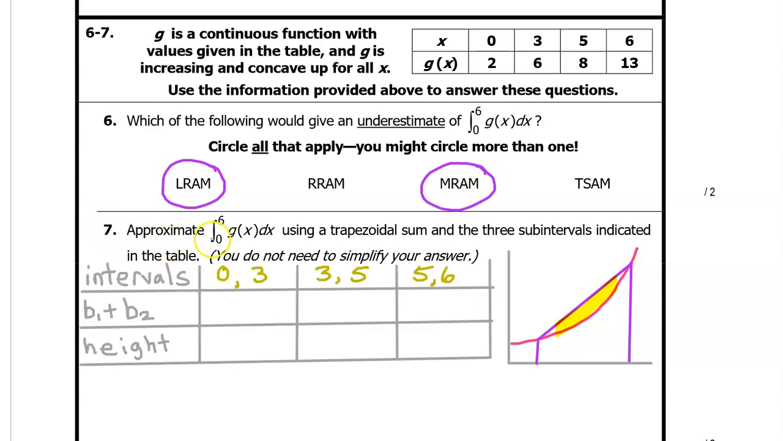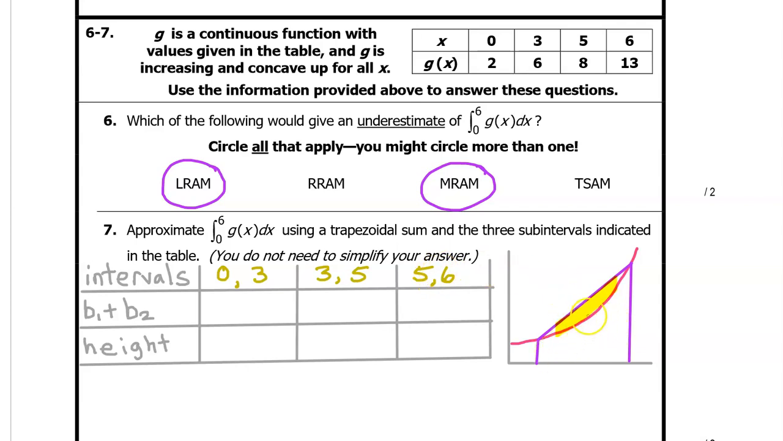Number 7, approximate the integral from 0 to 6 of g of x dx using a trapezoidal sum and 3 subintervals indicated in the table. So the 3 intervals are from 0 to 3, 3 to 5, and 5 to 6. And that's what I've written here.